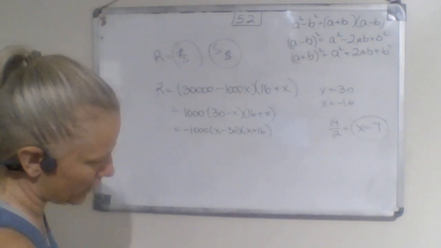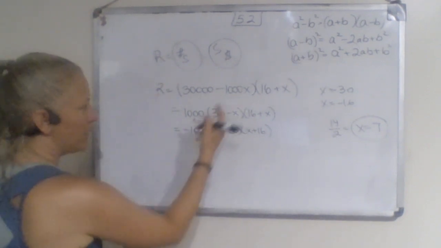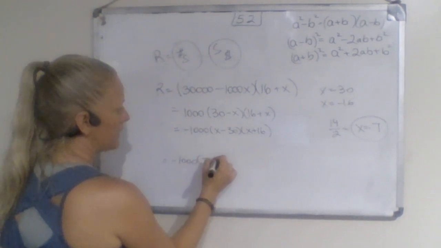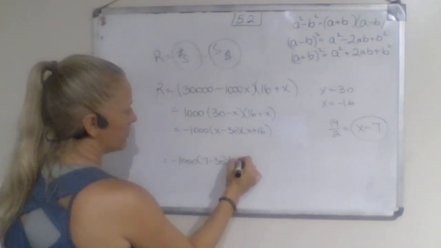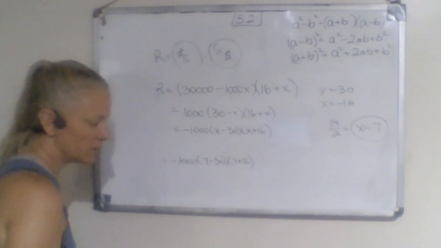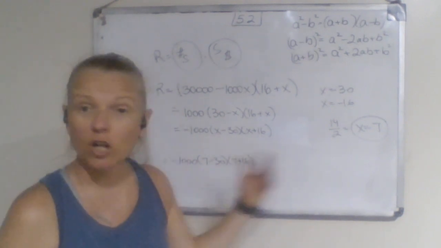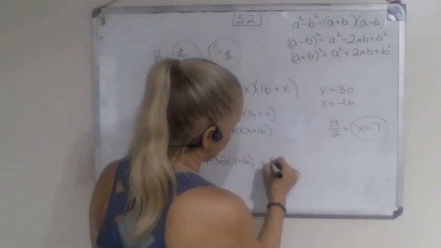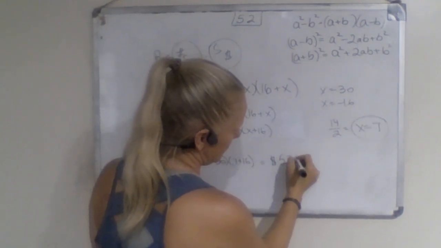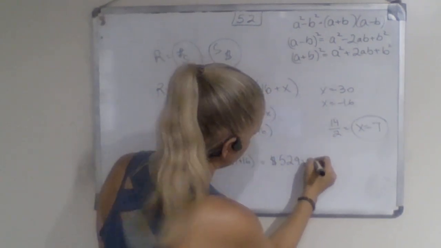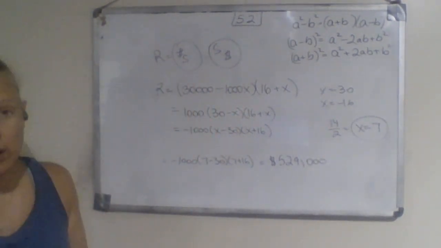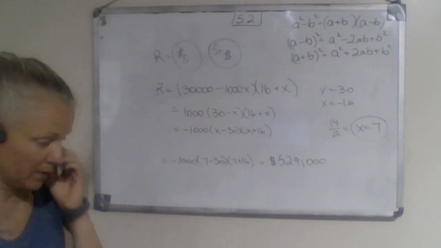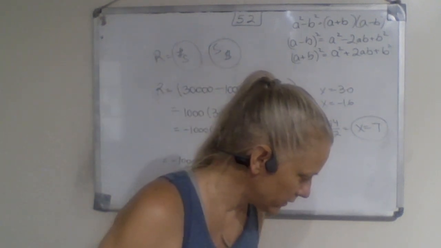And if I need to find how much that is, I'm going to come right back here and go, well, negative 1,000, 7 minus 30, 7 plus 16. I would absolutely tell you to do this by plugging all of this into your calculator, and you're going to end up with an amount of 529,000. That's your maximum revenue. That is your vertex. Okay, you plug it in, you get your vertex. So this is your 5.2.